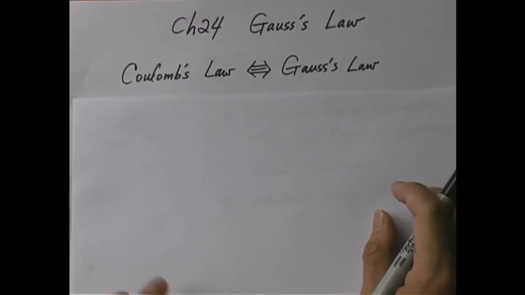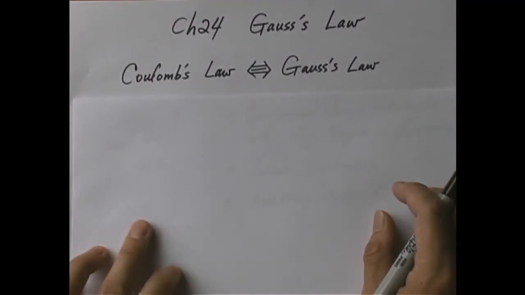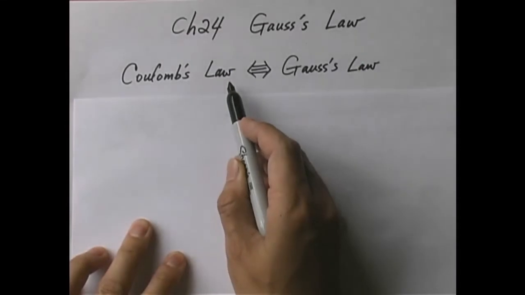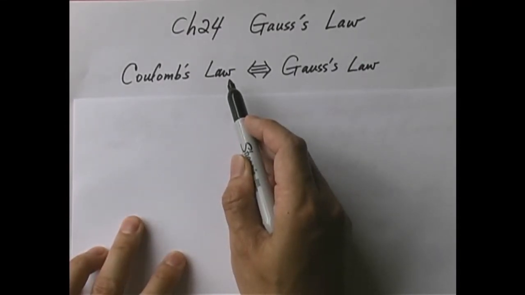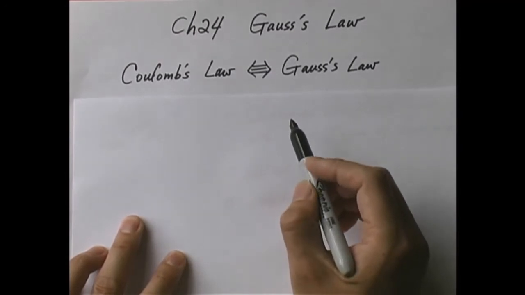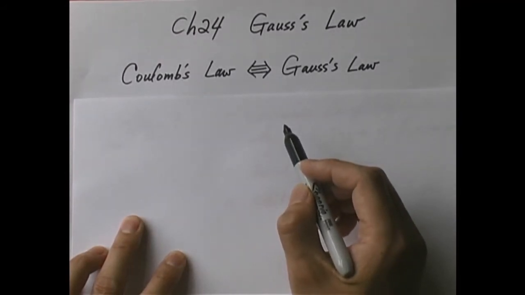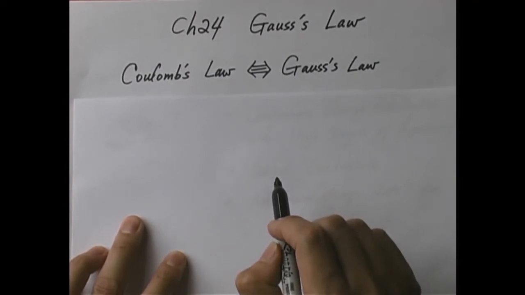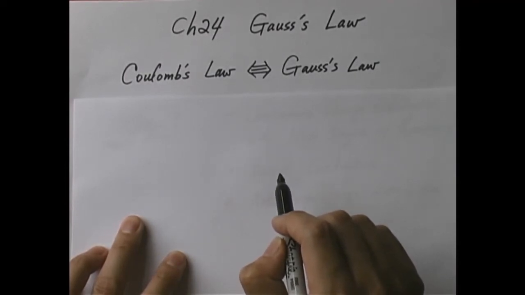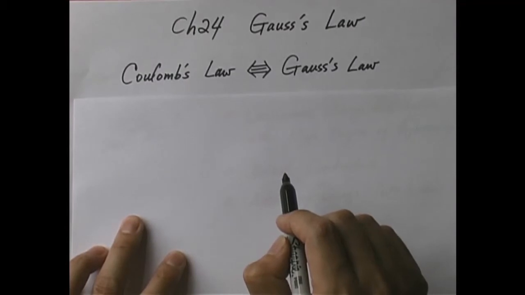Chapter 24, Gauss's Law. In the previous chapter, we studied Coulomb's law, which tells you the electric force between 2 point charges. And from that, we can calculate the electric field of any charge configuration if we apply the superposition principle. But in reality, if the charge configuration is complicated, for example, a three-dimensional continuous distribution of charge, then we have to resort to a complicated integral in order to find the actual electric field.